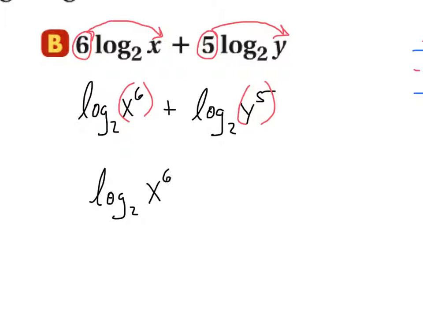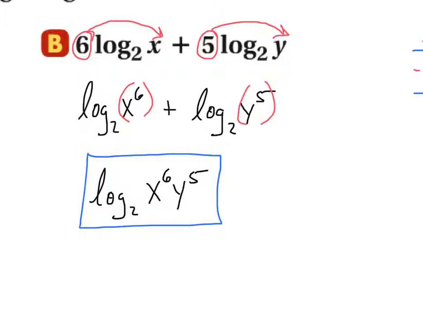X to the 6th power times y to the 5th power. Addition can be condensed using multiplication. There's no way to simplify that, and so this is our answer: log base 2 of x to the 6th power times y to the 5th power.